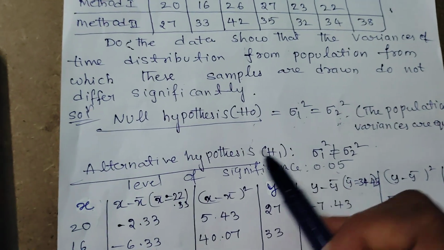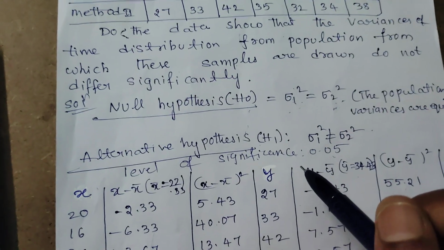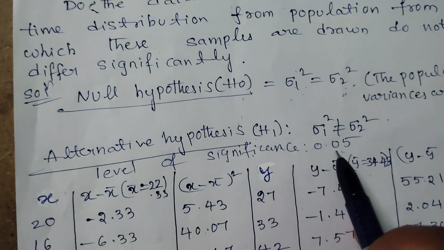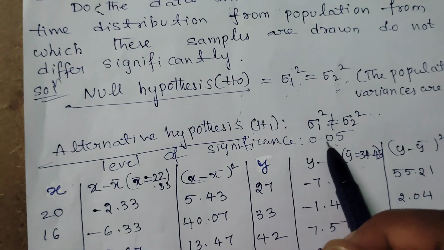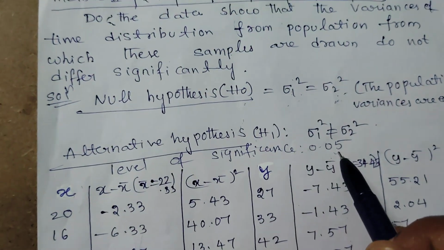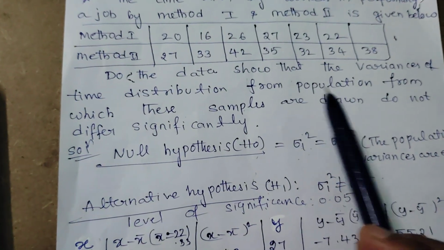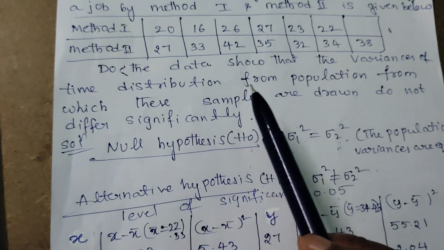After these two steps we need to write the level of significance. In the question they did not give a level of significance. We need to take the standard level, that is 5%, 0.05. Okay, after H0, H1 and level of significance, we need to find the calculated value. Your question is what? We need to compare the variances of the two populations.